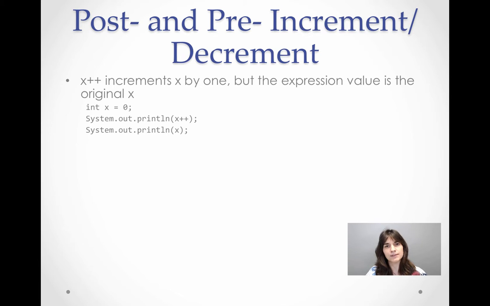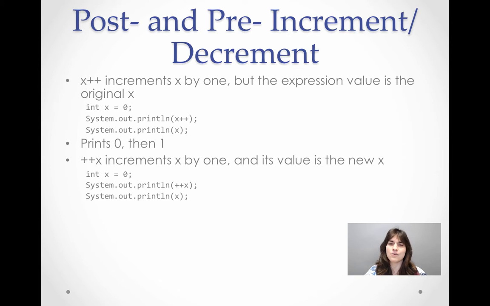So what will happen? The first print statement will print 0. The value of x will be increased by 1, but the expression value will be the original value of x. When we go to the next line, that next line will print the updated value of x. In other words, we will see first 0 and then 1.